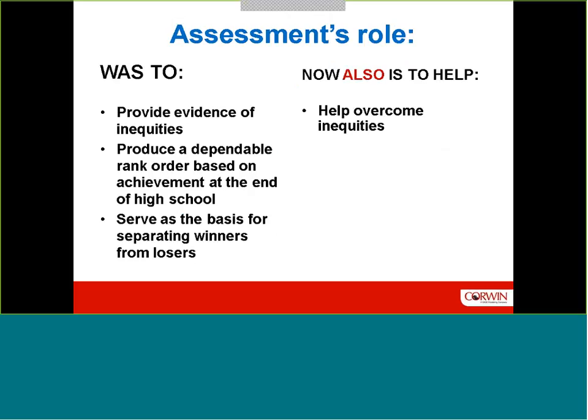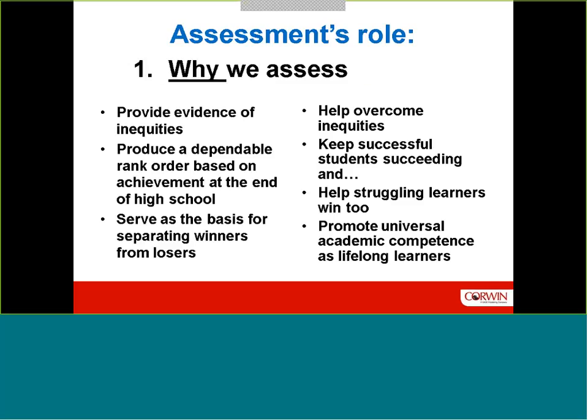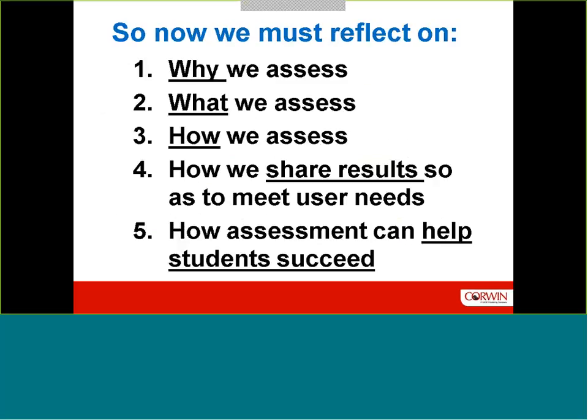But in addition, society is saying, help overcome inequities, narrow achievement score gaps, keep successful students succeeding, and help struggling learners succeed too. Promote universal academic competence, at least with respect to lifelong learner competencies. Well, I submit to you that this expanded, maybe two-part role changes everything when it comes to assessment. And what we need to be building is assessment systems capable of doing these things. And here's the cool part. We know how to do that.